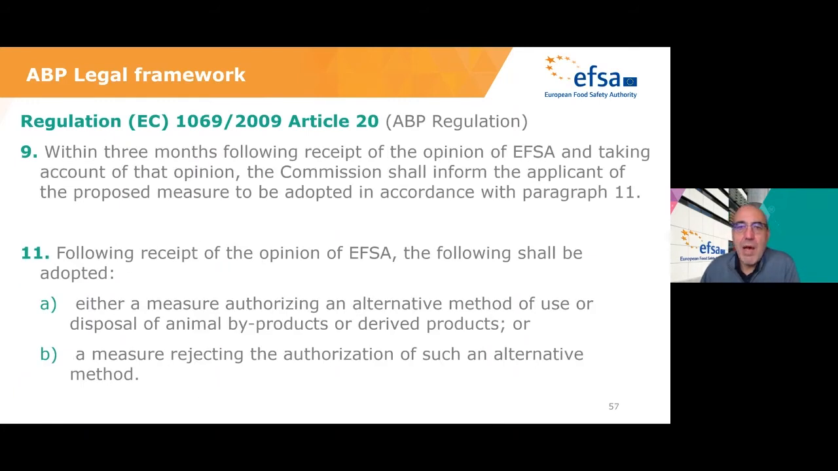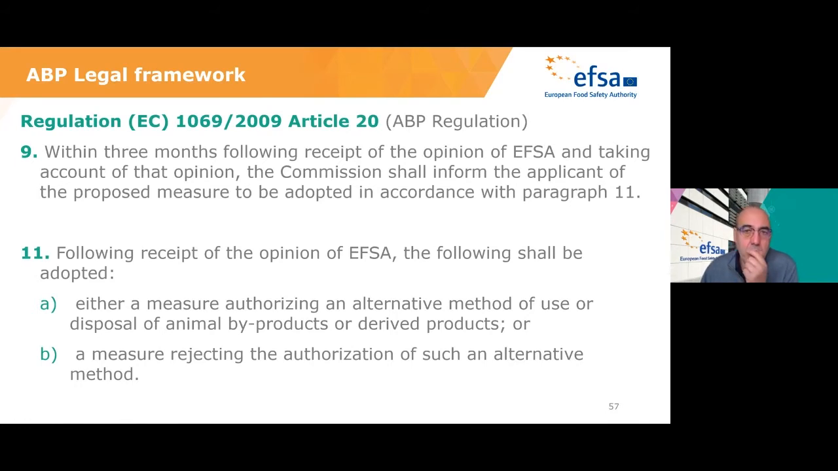What happens with the output? The legislation says that within three months of delivery of the assessment, the Commission shall inform the applicant about the measures to be adopted. And, logically, there are two options: either the Commission will authorize the alternative method or it will reject the authorization.